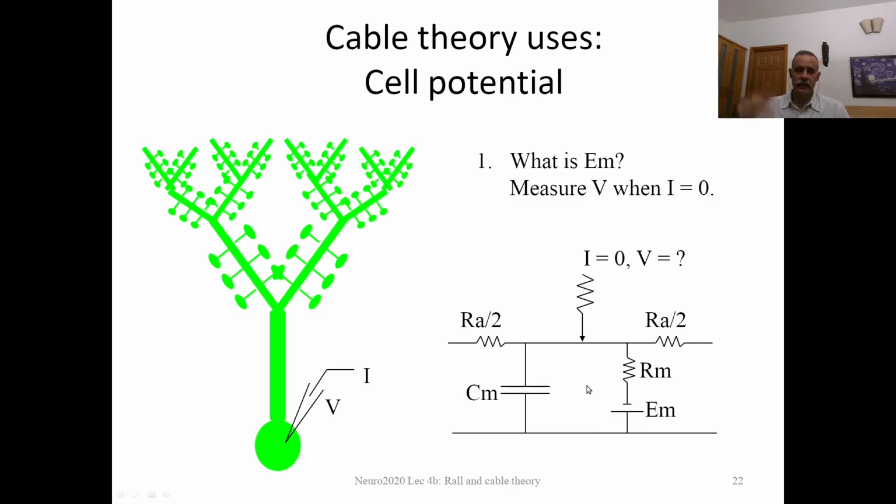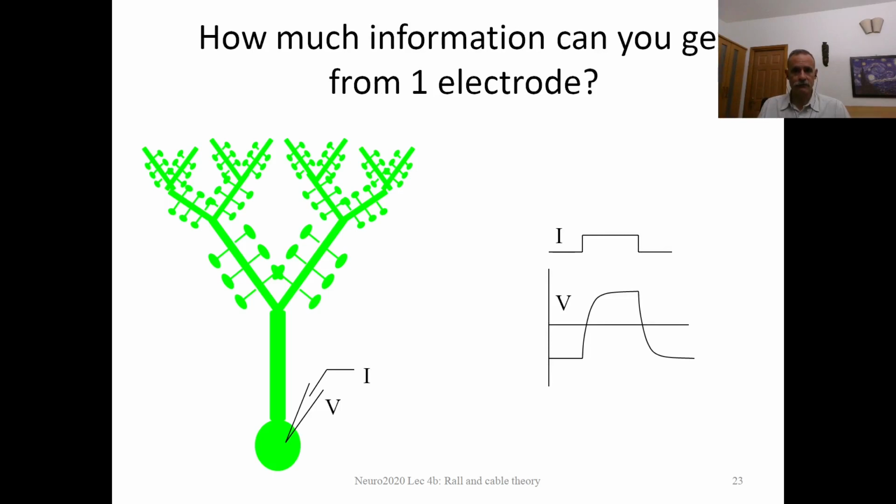You just stick an electrode into a cell, you don't pass any current, you just measure the potential, and you will end up measuring the resting membrane potential, not surprisingly. That's why it's called the resting potential. Okay, so good. You've gotten one electrical property out of the various electrical properties that you have in this equivalent circuit. What else can you do?